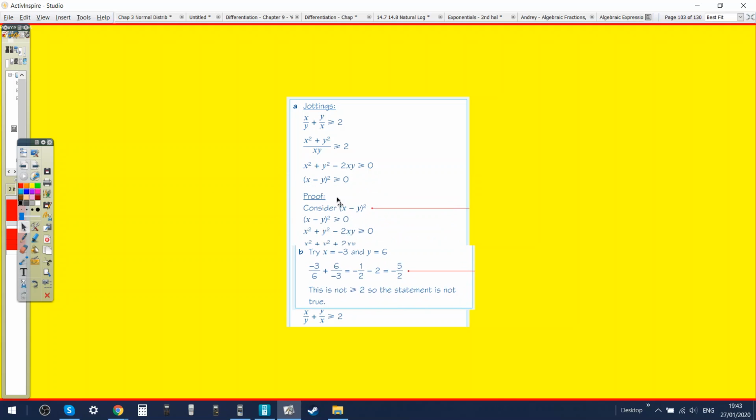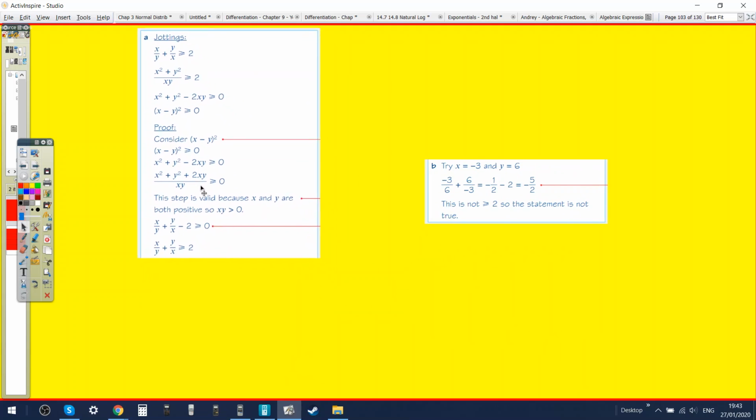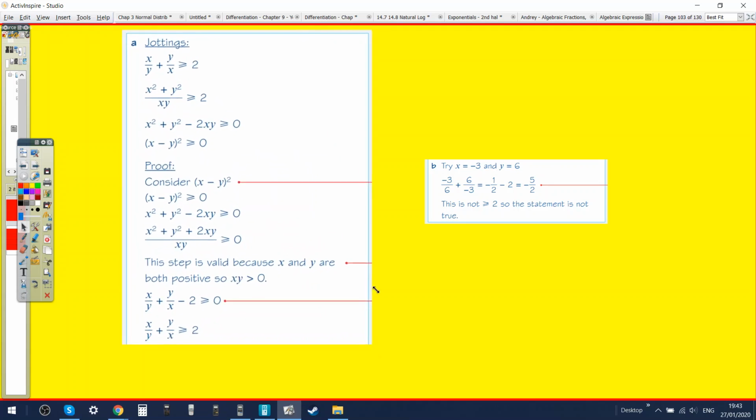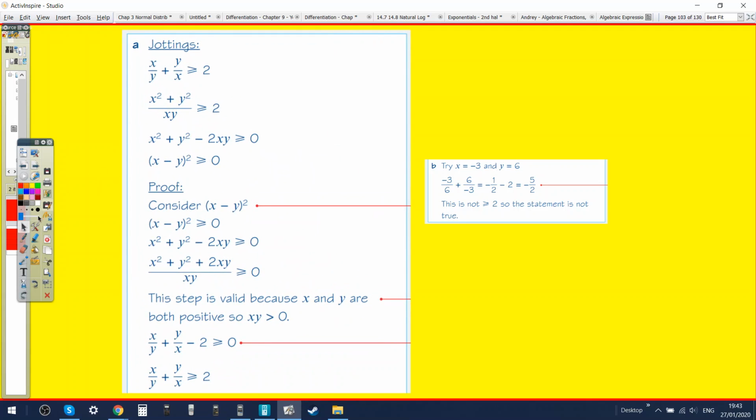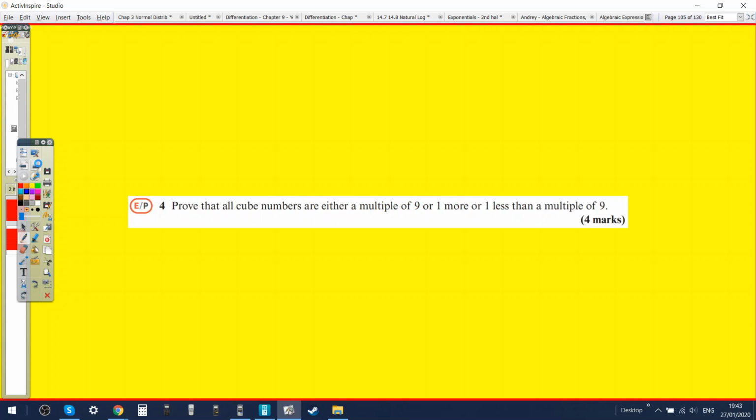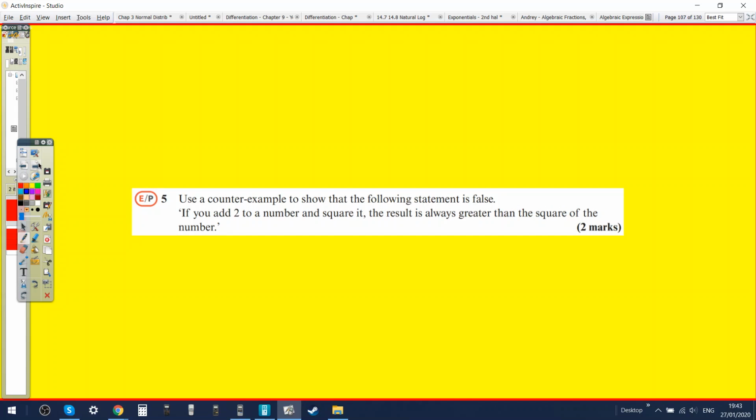Let me see if they did something different. So you have the two things. Add the two of them together with denominator xy. Times by xy. Make it that. That's squared, greater than or equal to 0. Yeah, same thing. Okay. Any questions with that one? No.